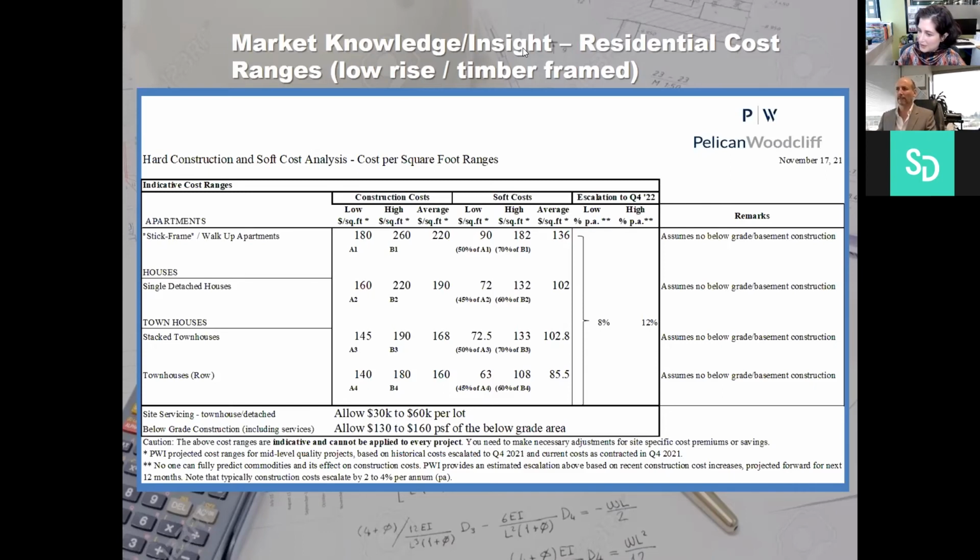Okay. They're asking about if these numbers include servicing. Oh, yeah. So on that chart that I had, maybe what I'll do is I'll just resume the share quickly for a second. You can see down on the bottom that servicing is an extra on top of that. So allow 30 to 60K per lot. I mean, clearly, if you have a civil engineer that's actually estimated what your site servicing is going to be, that's more accurate. But when you're at a really initial stage, you haven't actually got any estimates done, an allowance of 30 to 60K would be working.